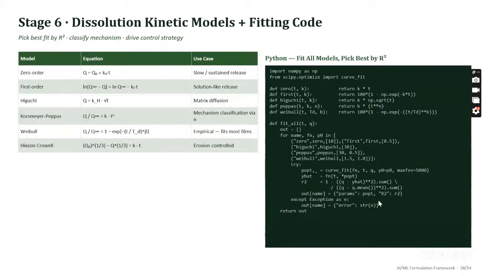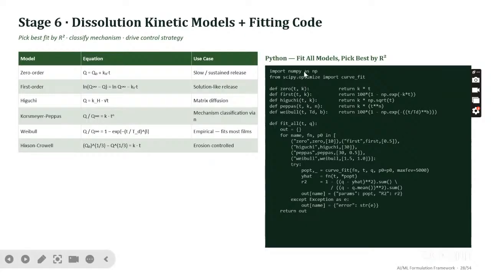Next. Dissolution kinetics models. Here are 6 standard kinetics models: zero order, first order, Higuchi, Korsmeyer-Peppas, Weibull, and Hixson-Crowell. These are different kinetic models, each fitting a different release mechanism. The code fits all of them and picks the best by R squared. The exponent in the Peppas model tells us the mechanism. So these are the different models with different equations. And this is the code. This is the code SciPy has to use.